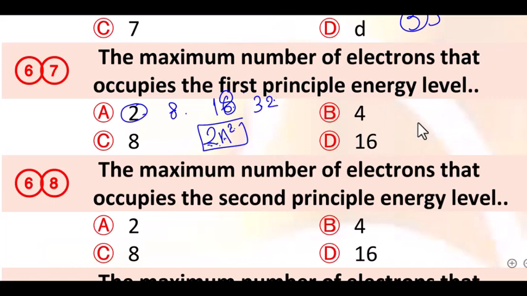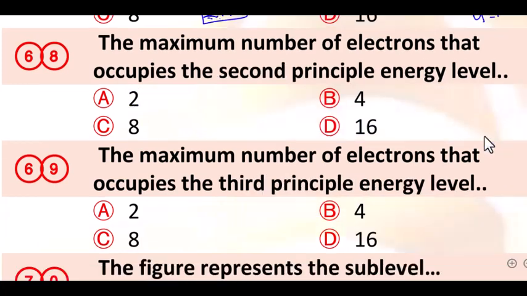And the rule for the number of orbitals: n squared gives the number of orbitals. For example, the first principal level has how many orbitals? 1 squared, 1. The second has how many orbitals? 2 squared, 4. The third, 3 squared, 9. The fourth, 4 squared, 16, and so on.